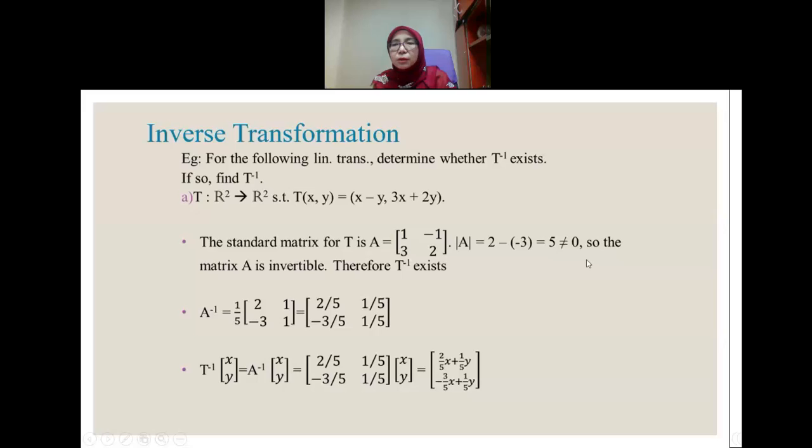If the determinant is not equal to 0, that means matrix A is invertible. In other words, A inverse exists. So therefore, T inverse also exists. Then, since A inverse exists, you should find A inverse. This is a 2 by 2 matrix, so use the 2 by 2 formula. This is the final result of A inverse.